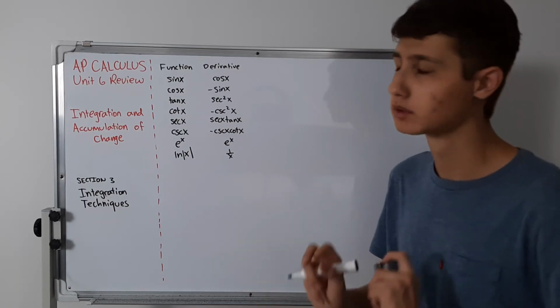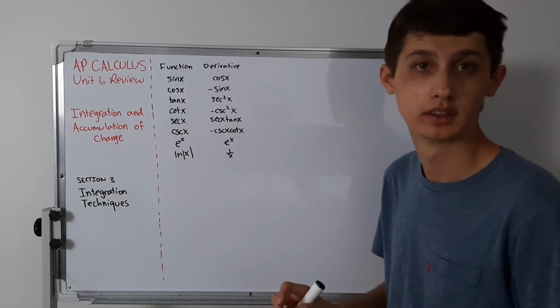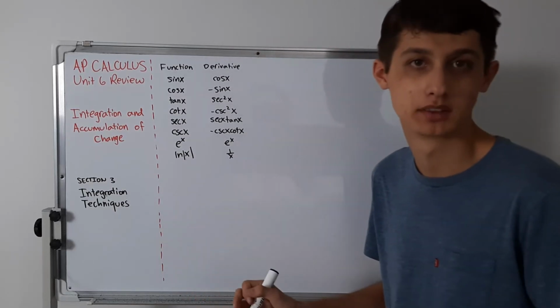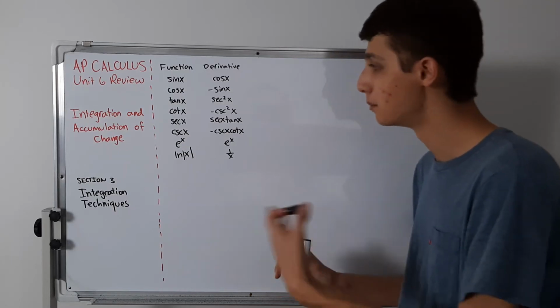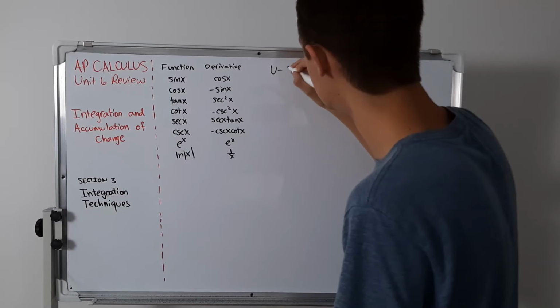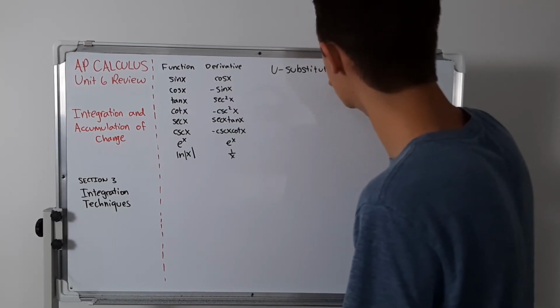There's no product rule, there's no quotient rule, but there is kind of a similar thing to the chain rule, and it's called U-substitution, or integration by substitution. That's the more formal term. But U-substitution is used because you substitute a U. So let me just kind of talk about this.